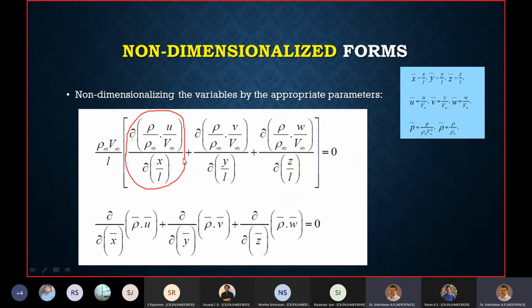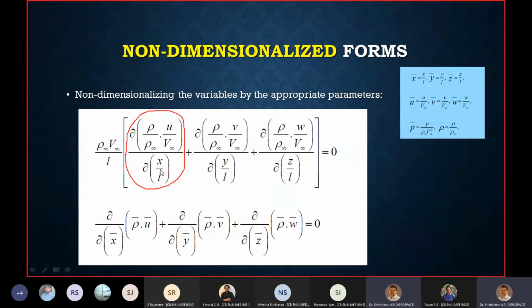Similarly, in the denominator dou x, I am non-dimensionalizing x by L. L is the streamwise length or the dimension of the body. So x by L is the non-dimensionalized form for x. So all that I have inside the bracket is partial of rho by rho infinity, u by V infinity, by partial of x by L. So this is nothing but replacing the original differential terms using the non-dimensionalized form for the respective variables rho, u, and x.